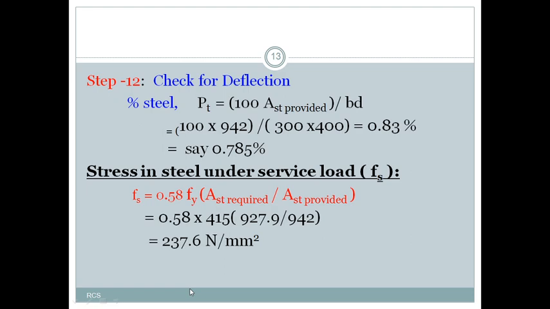Right. So now we have to check whether our beam is safe against deflection or not. For checking that, we have to calculate the percentage of steel. The percentage of steel can be calculated as 100 AST provided by BD. AST provided is 942, which we already calculated, B is 300 and D is 400. From this, the percentage of steel is 0.785. Please note it down in your notes.